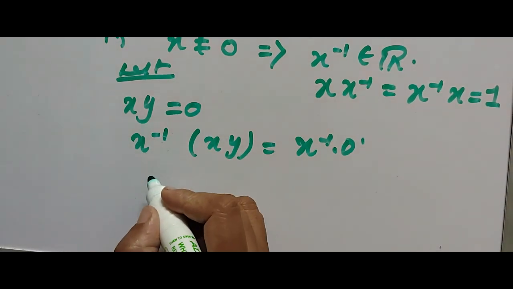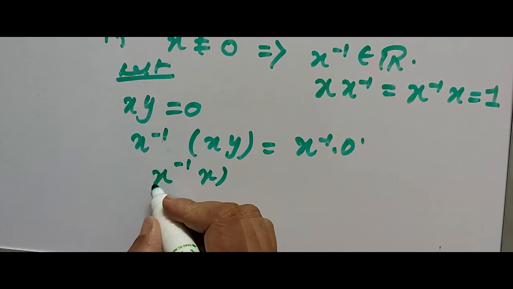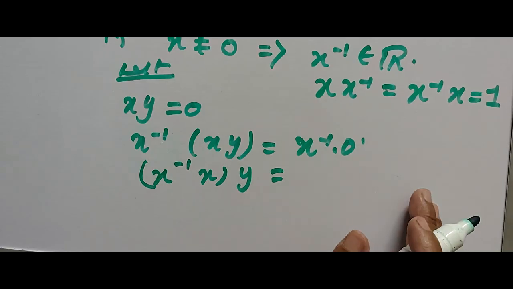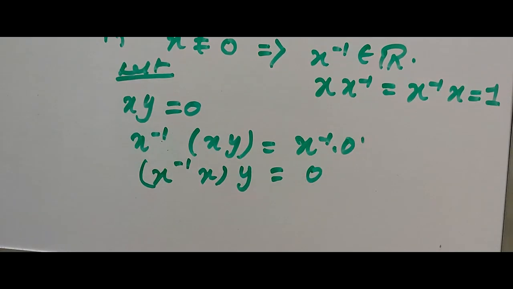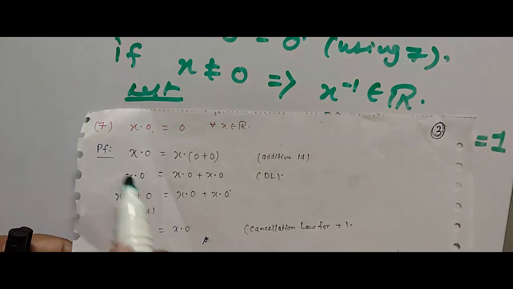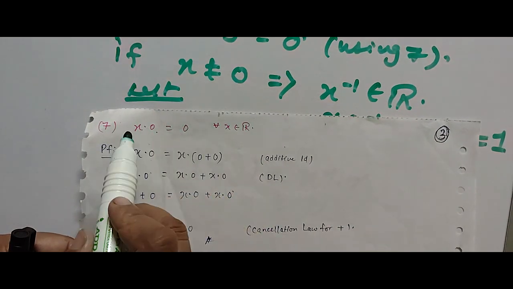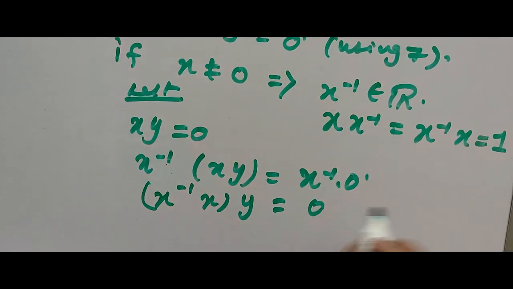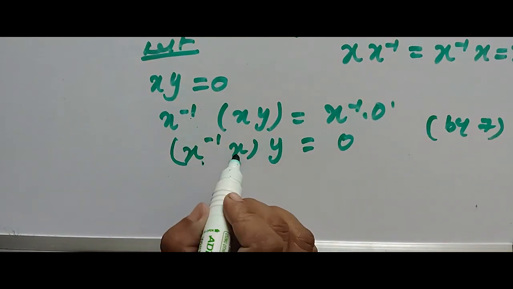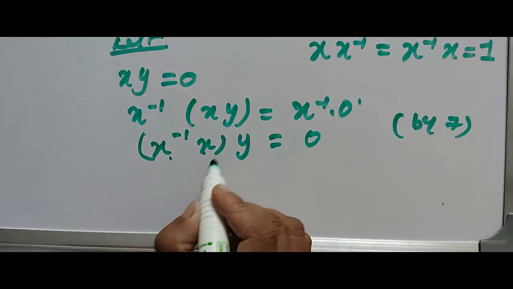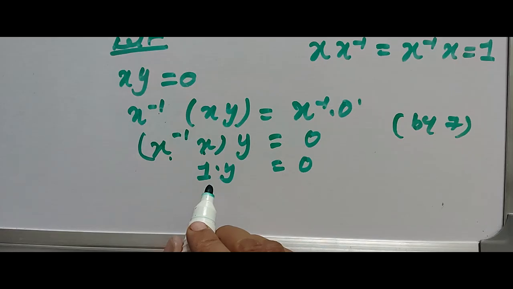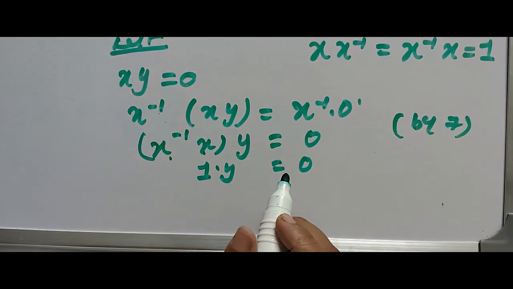Now in the left hand side, use associative law: x inverse x into y, and on the right this is x inverse into 0, which will be 0 using the seventh property. The seventh property says that for every x belonging to R, x into 0 is 0. Now x inverse into x is 1, and 1 is the multiplicative identity and y is an element of R.